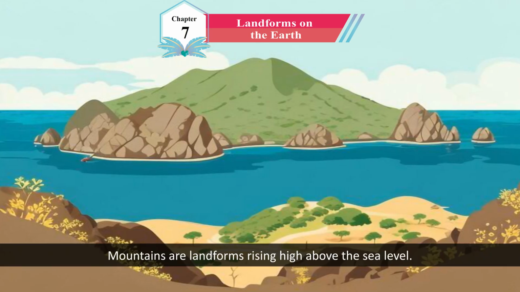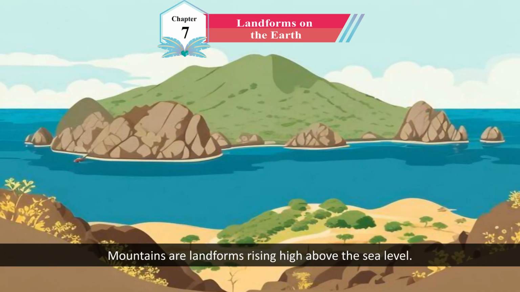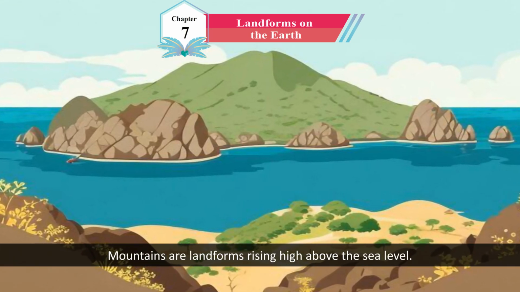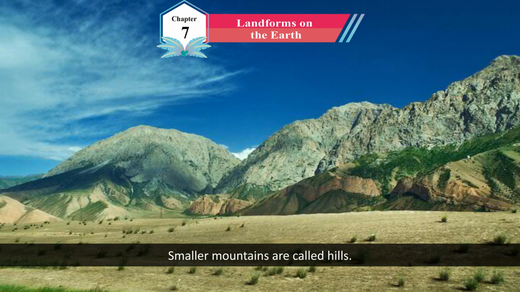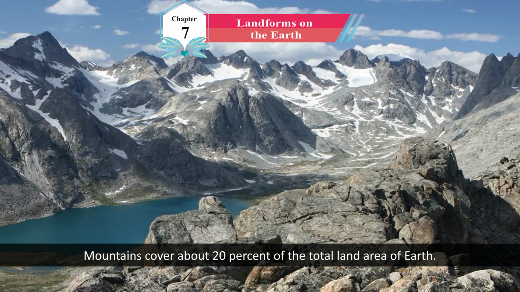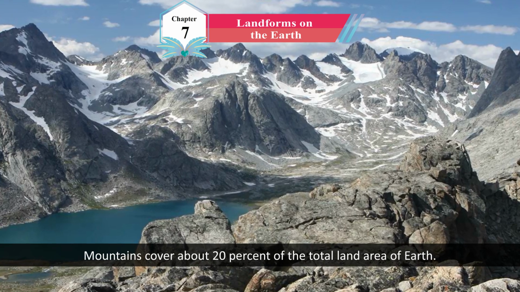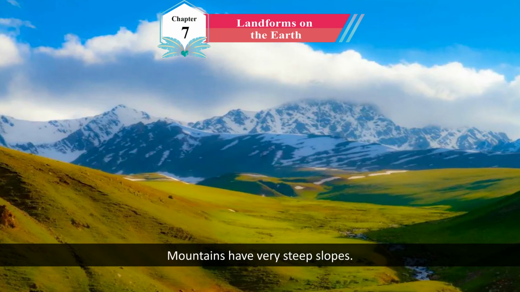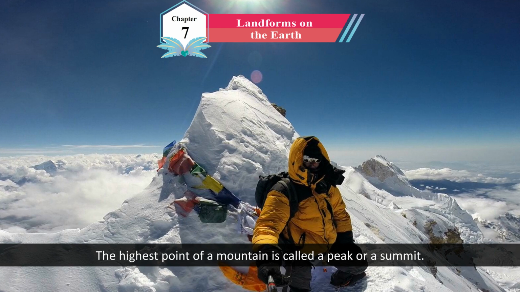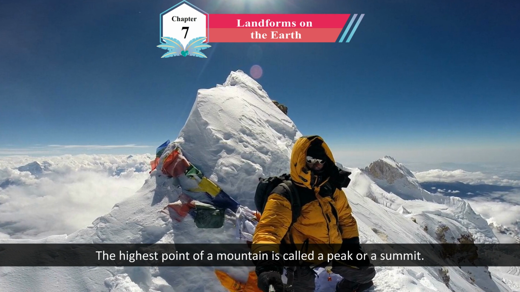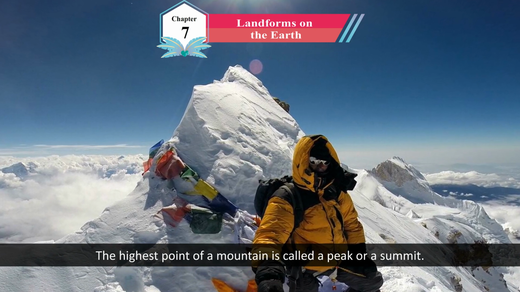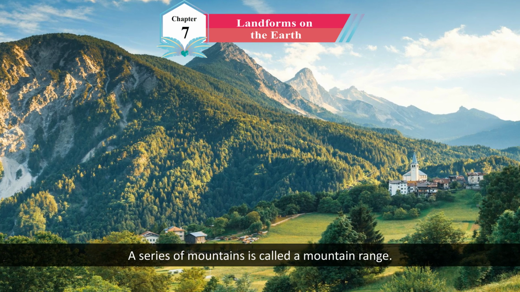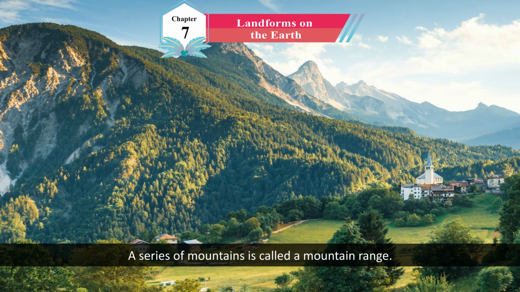Mountains. Mountains are landforms rising high above the sea level. Smaller mountains are called hills. Mountains cover about 20% of the total land area of Earth. Mountains have very steep slopes. The highest point of a mountain is called a peak or a summit. A series of mountains is called a mountain range.